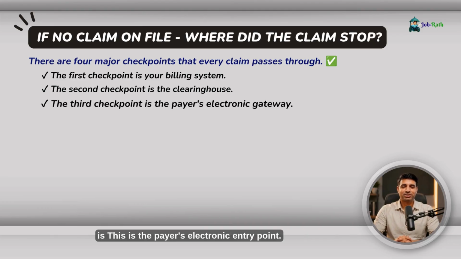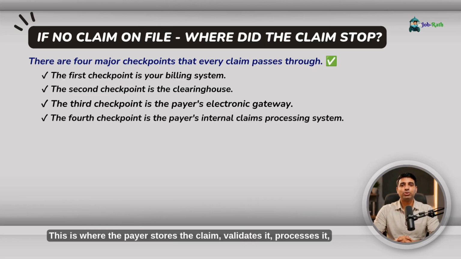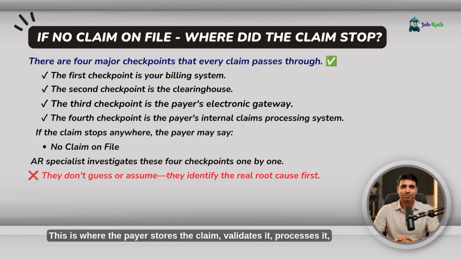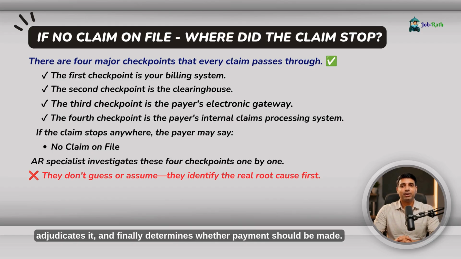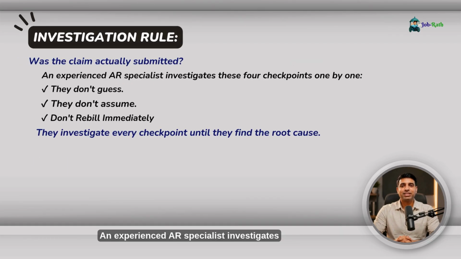This is the payer's electronic entry point. It receives incoming claims before they move into the payer's internal claims system. The fourth checkpoint is the payer's internal claims processing system. This is where the payer stores the claim, validates it, processes it, adjudicates it, and finally determines whether payment should be made. An experienced AR specialist investigates these four checkpoints one by one.